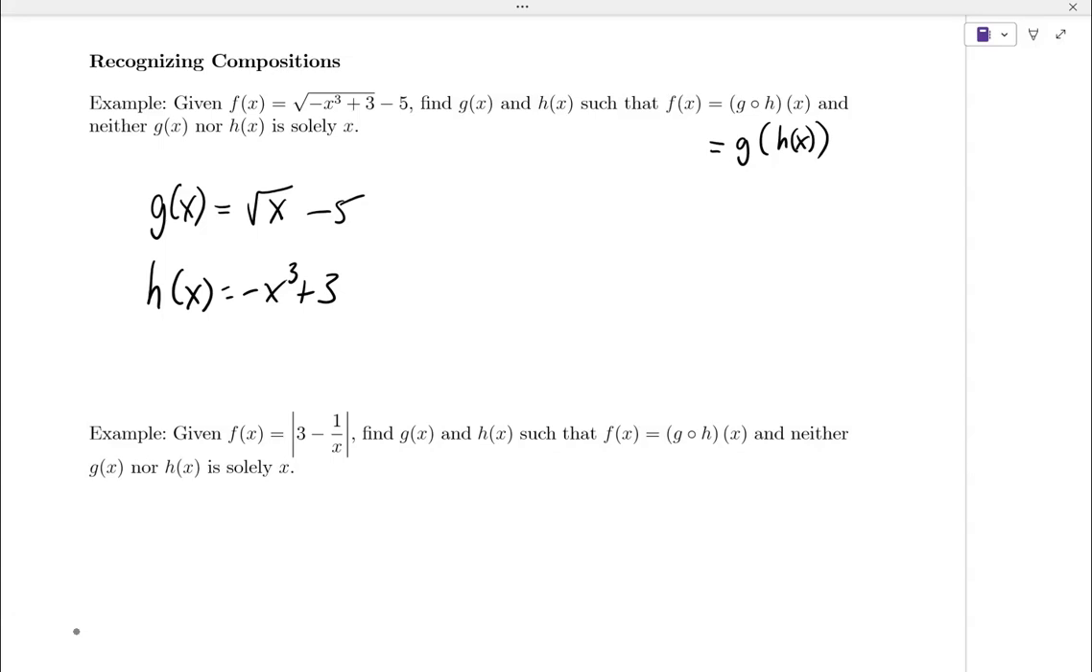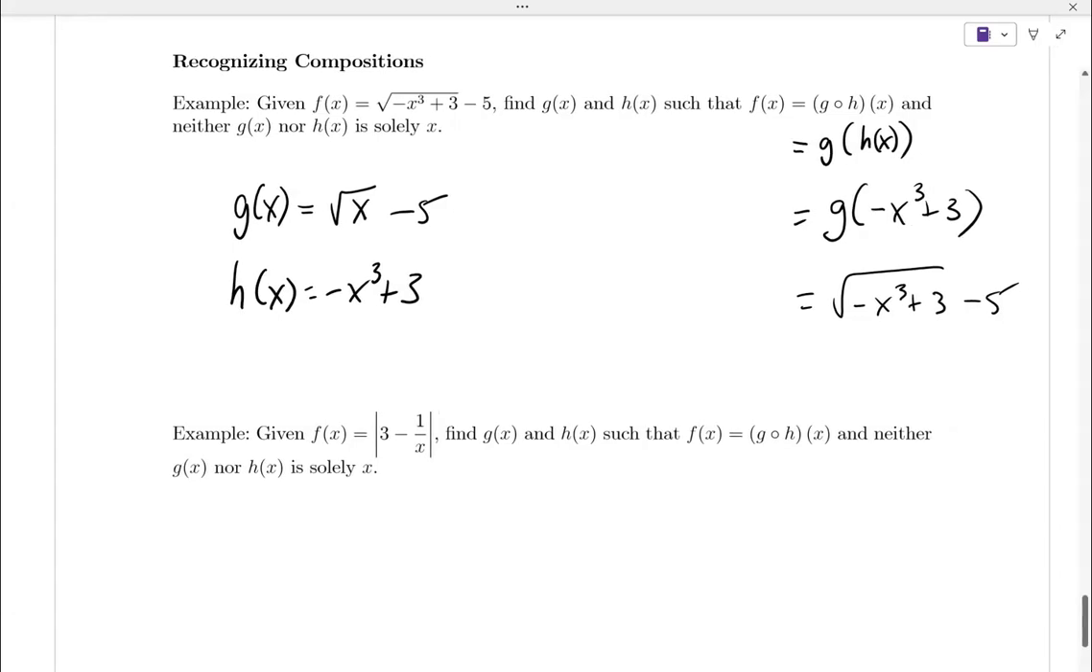Does it work? If we go through the process, these are our two functions to start with, if we do g of h of x, this is just a check. That says do g of negative x cubed plus 3. That's the h of x that we just said we had. Plug that in for x into the square root, and that literally is what we have, right? That's not the only thing that would have worked, right? There's other things we could have done.